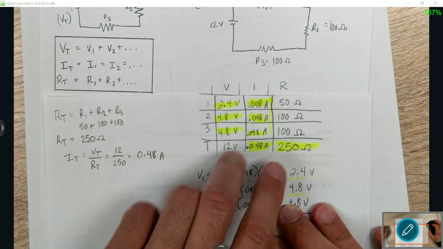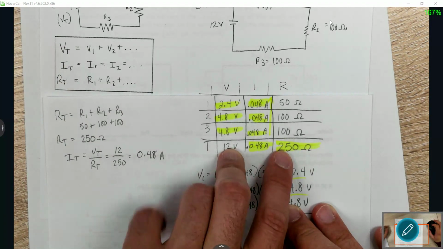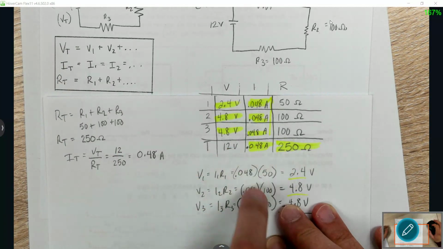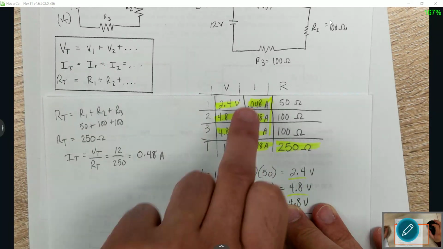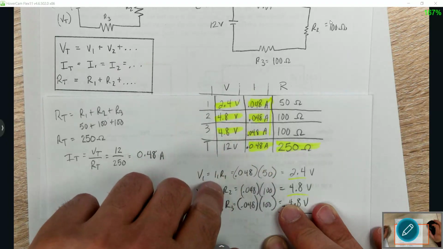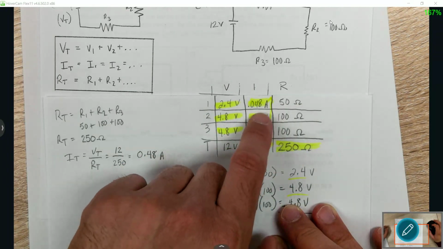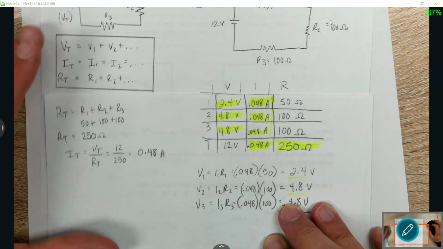Two in the same row. So you would have had 12 and 250. Divide those out to get your current. Current rule, all of them are the same. And then to find the missing voltages, you multiply current times resistor, current times resistor, current times resistor in order to get those. All right.